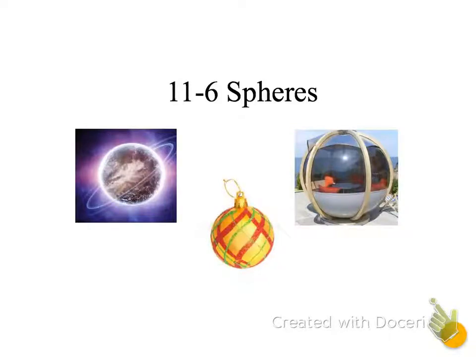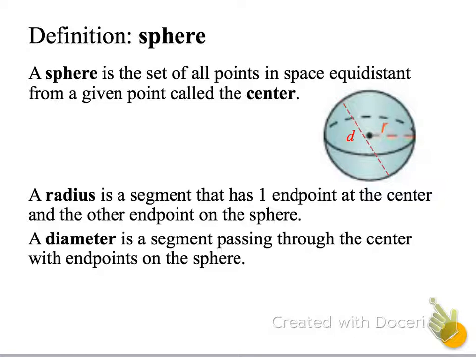Okay, so this 11.6 video is going to be spheres, so it's going to be kind of like a 3D circle. So a sphere is the set of all points in the space equidistant from a given point called the center. Okay, equidistant means they're all equal distance from our given center, so all of these lines are equidistant because it goes from the center to the outside of our sphere.